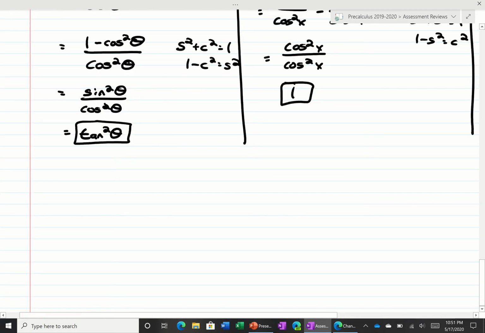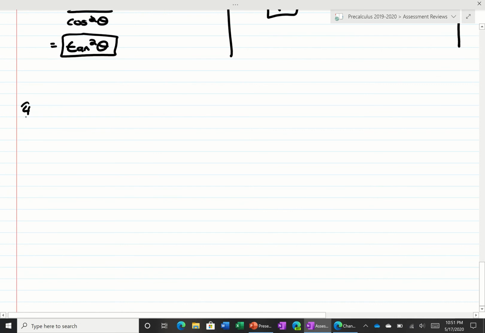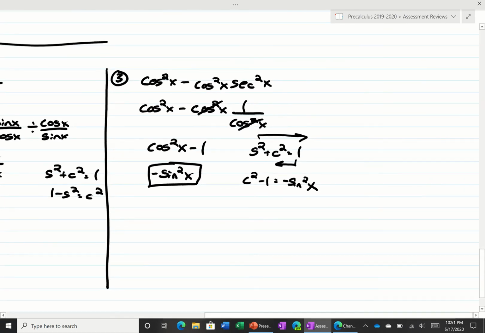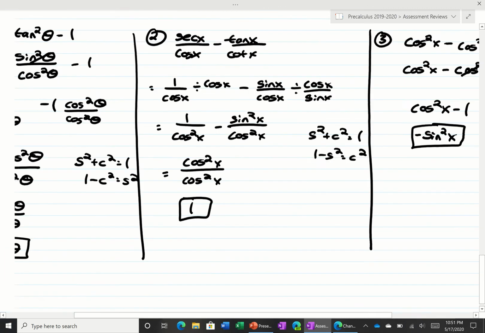Okay, let's finish this up. Number 4. I just want to double check this one. Something just doesn't feel right about it. Cosine squared minus 1 is negative sine squared. Yep, everything's okay. Alright, so number 4, we have 1 minus cosine over sine plus sine over 1 minus cosine.